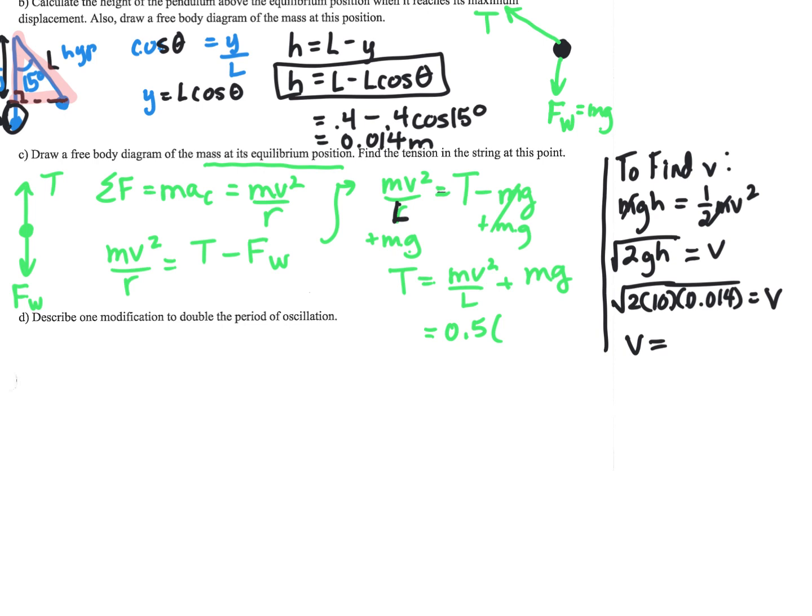Okay, so now we can take that and plug it in over here. So 0.53, we're going to square that, divide it by L, which is 0.4, plus 0.5 times 10. Overall, the entire thing, we should get about 5.35, and this is tension, so it's newtons.